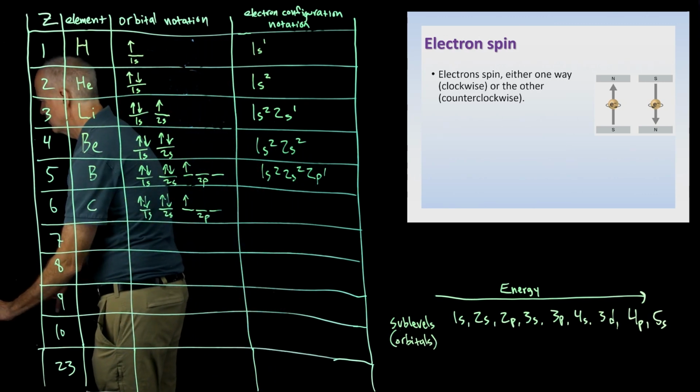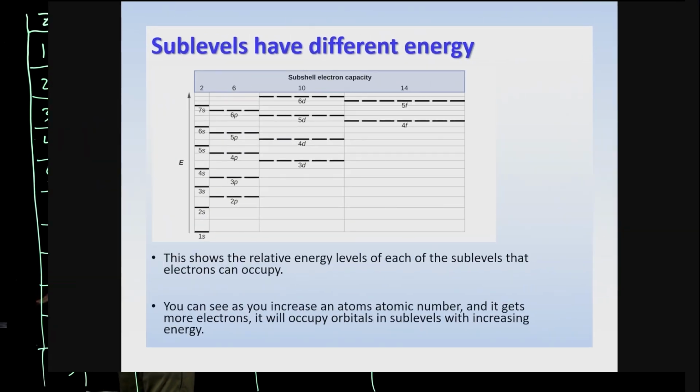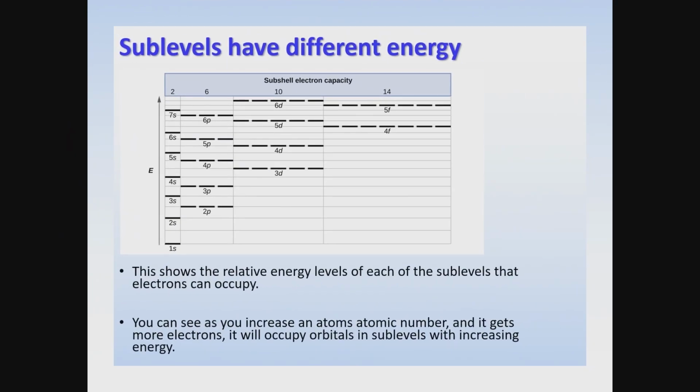Well, there's another rule you have to remember. So let me bring up this slide really quick. Here I want to point out that we've already done the 1s sublevel and the 2s sublevel, and now we're looking at the 2p sublevel. You can see there are 3 orbitals here. Notice this diagram is on an energy axis, E for energy. The 3 orbitals of the 2p sublevel have exactly the same energy.